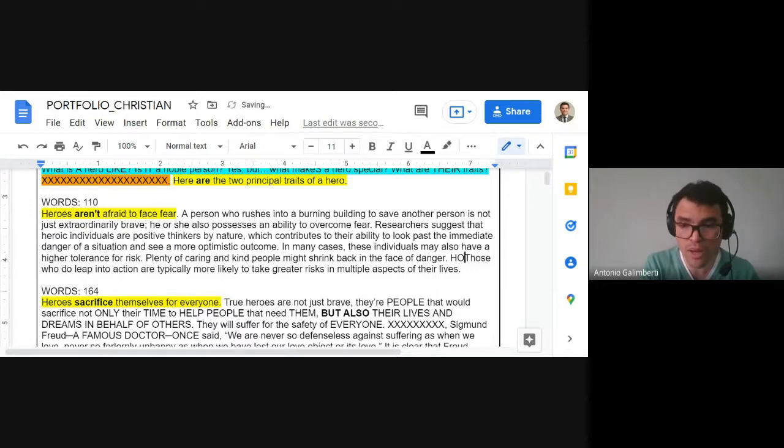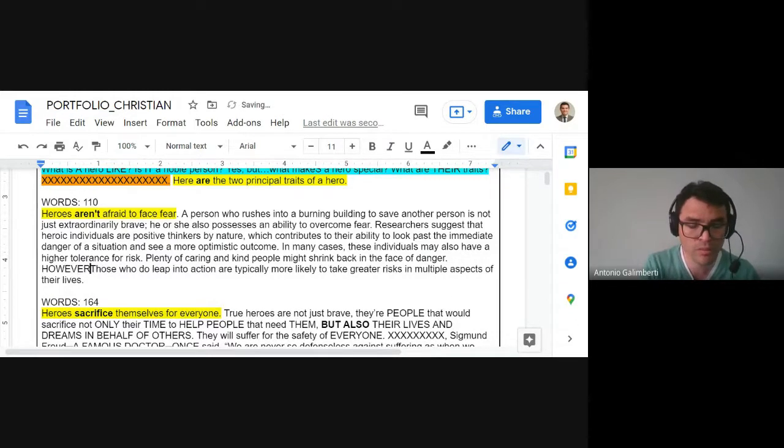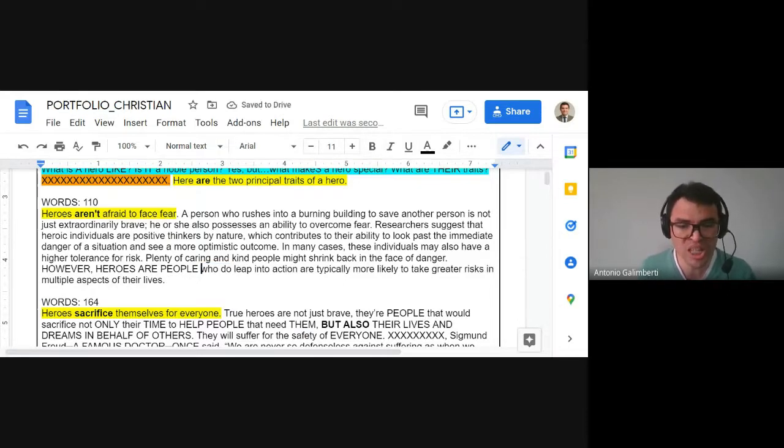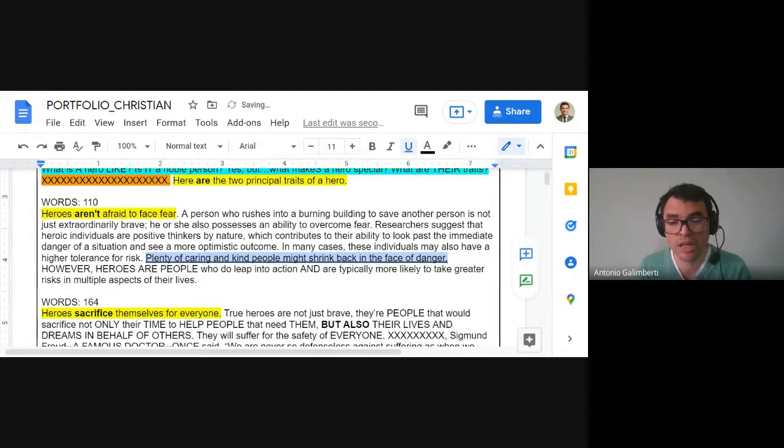Okay. However, heroes maybe are people who do leap into action and are typically more likely to take greater risks in multiple aspects of their lives on behalf of others. So here we change this a little bit because we need to make sure that in this sentence you are talking about heroes, not about ordinary people that may love you.